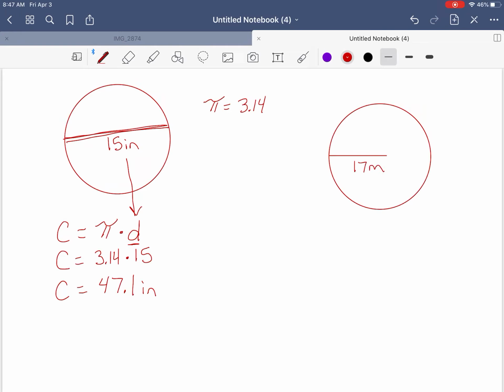All right, so I have a circle with a line that only goes halfway through the circle and ends in the middle, and it is 17 meters. So I have to decide what formula I'm going to use, and then you can calculate it out. So why don't you pause this, work through it, and then unpause it and check your answer again.